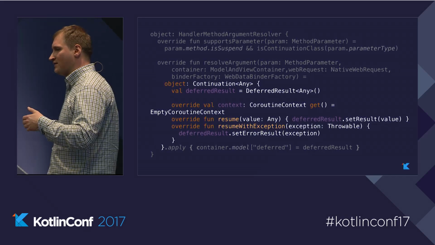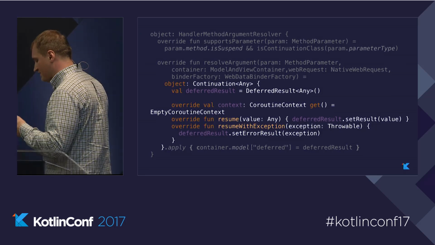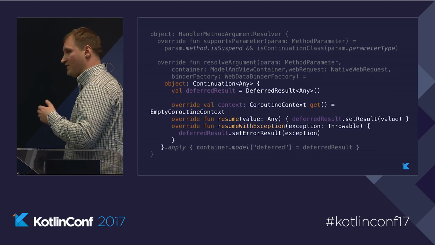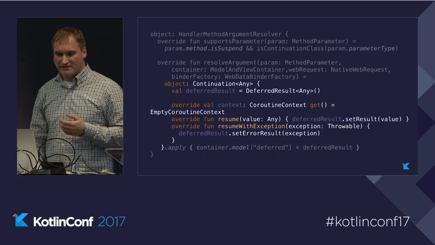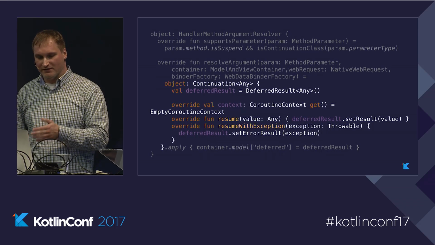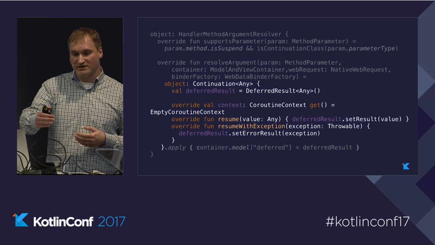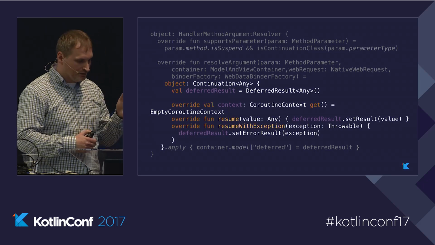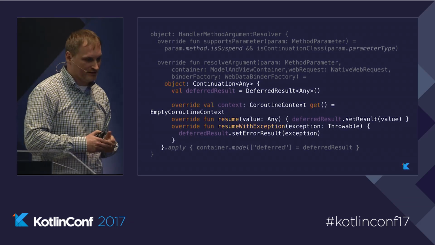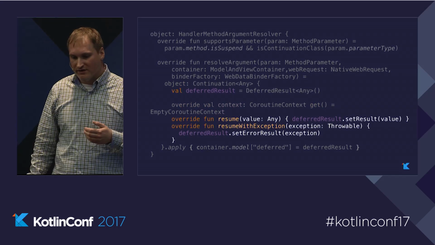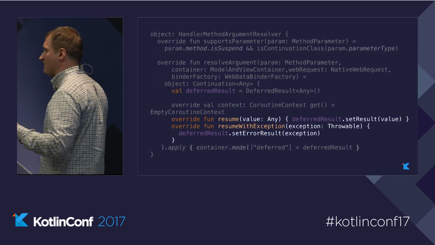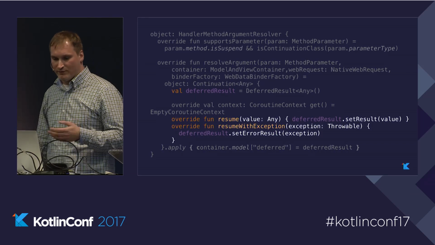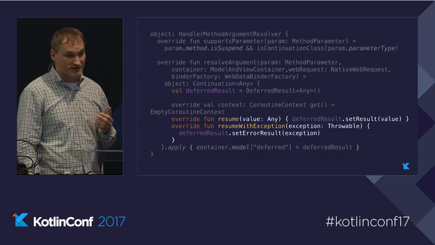So what we can do is somehow trick Spring into thinking that our suspending function is actually a regular function which returns the deferred result value. This is why here we have our continuation object, which contains this deferred result. And when the methods on the continuation object are called, we just call the counterpart methods on the deferred result. So when the resume method is called on the continuation object, we call setResult. With resumeWithException, we'll call setErrorResult.